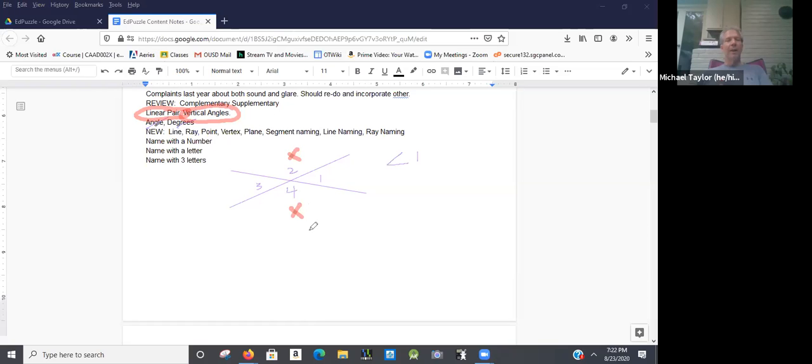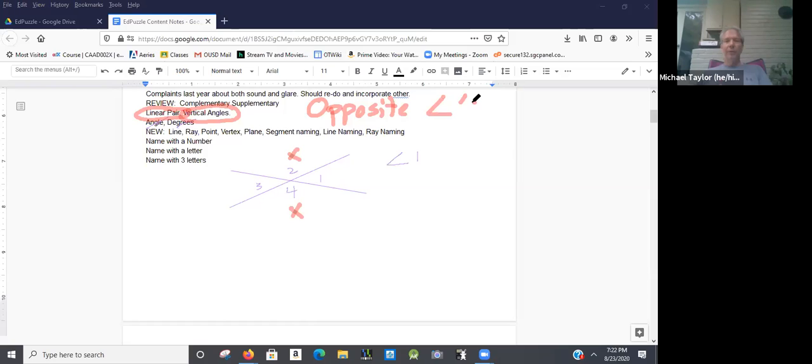And this is where I talked about how I hate this name. Because, yes, those are vertical. But these are also vertical. And it's not because they're vertical, it's because they're horizontal. They're going across from each other. This is why some books call vertical angles opposite angles. It's a terrible name. That happens sometimes.